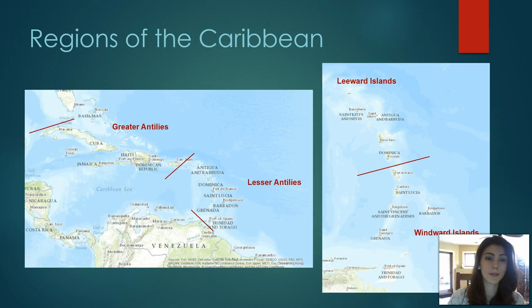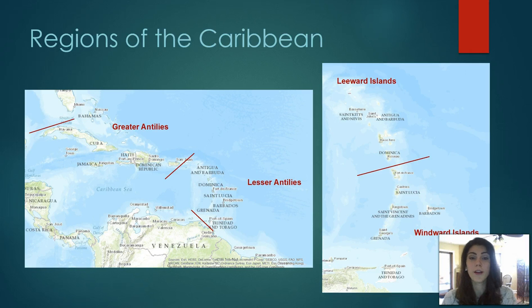So regions of the Caribbean. The Caribbean is divided into two main categories, which are the Greater Antilles in the north and the Lesser Antilles in the south. Then the Lesser Antilles are further divided into the Leeward Islands in the north of the Lesser Antilles and the Windward Islands in the south of the Lesser Antilles. So for my research, I'm focusing on these island groups, the Leeward and the Windward Islands.